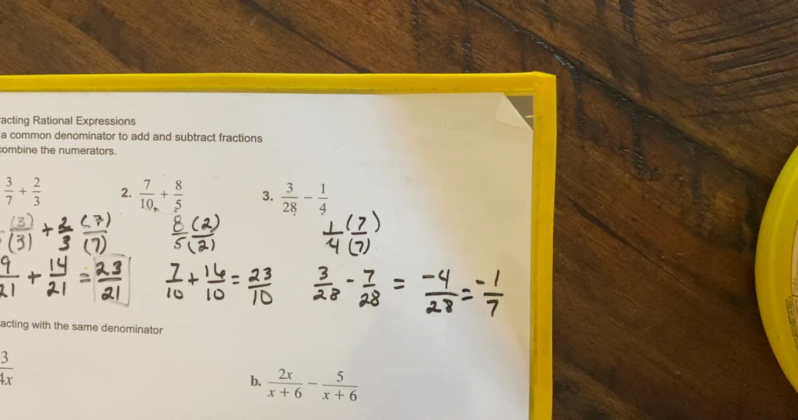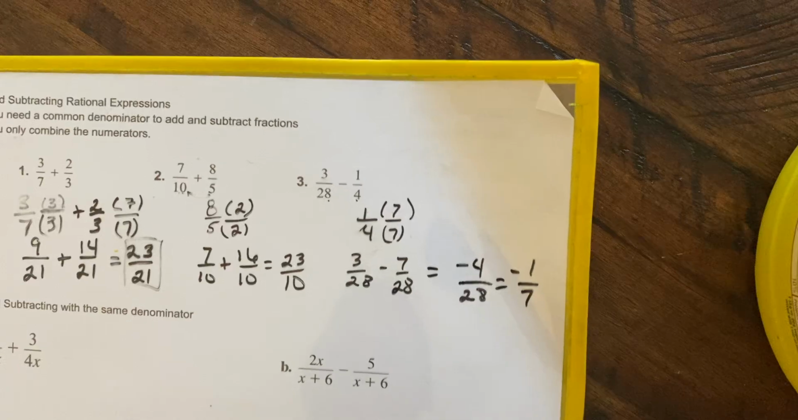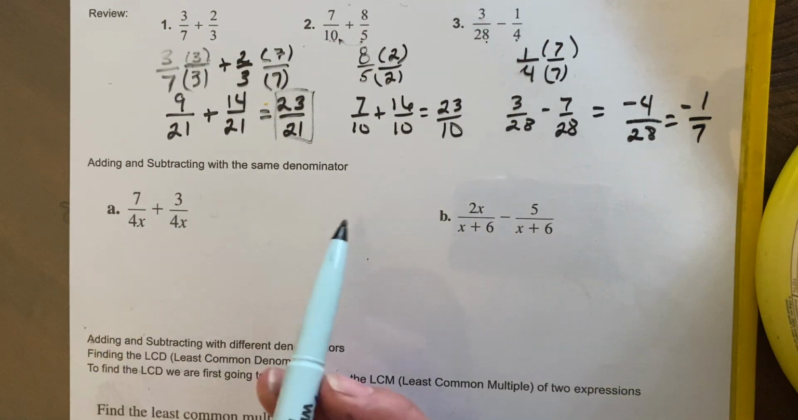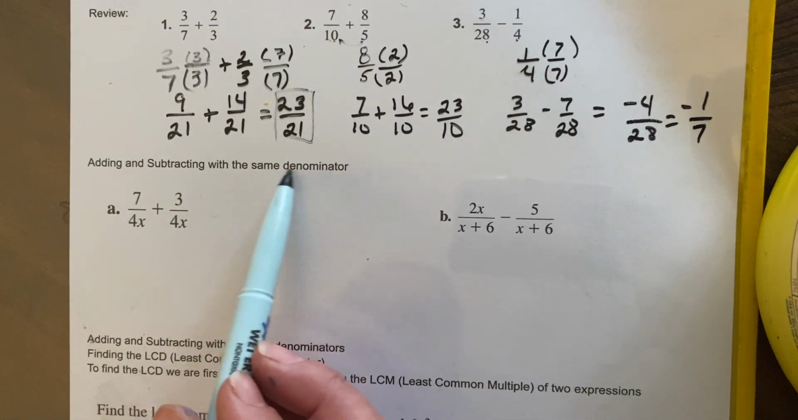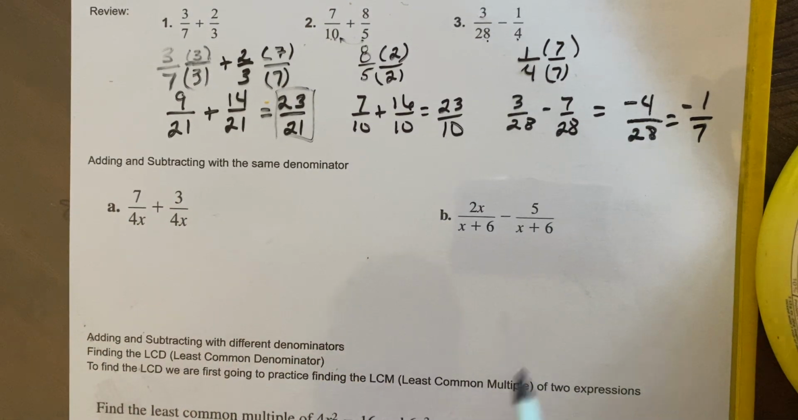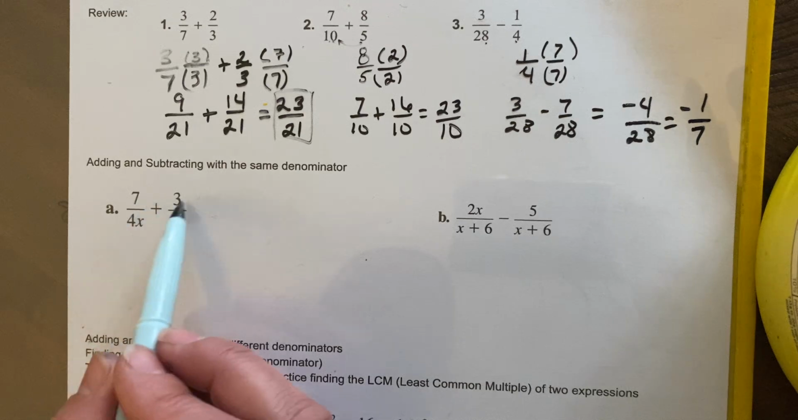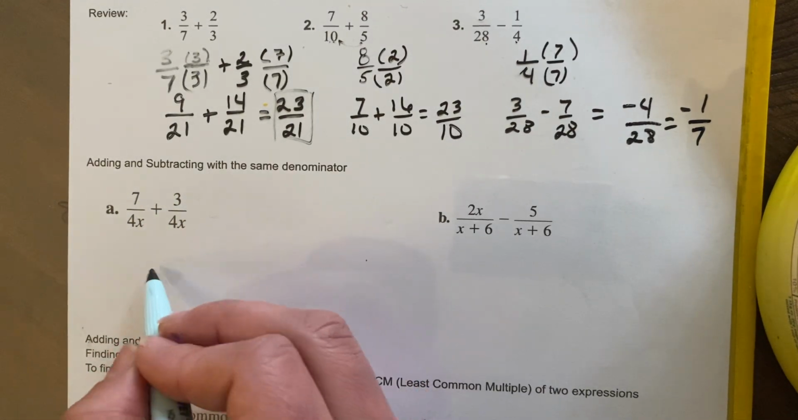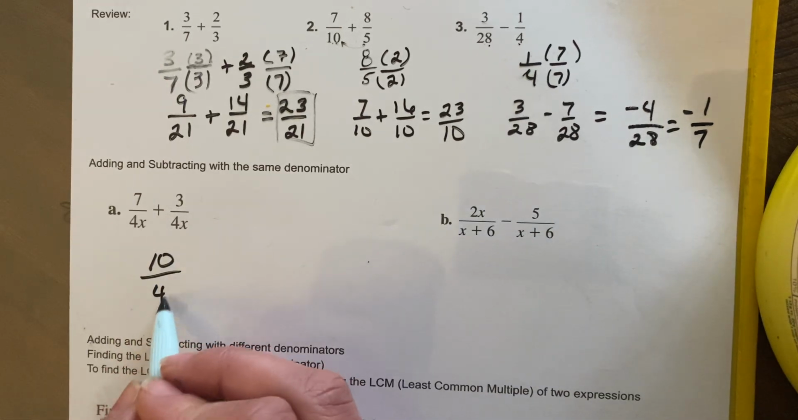All right, so that is adding and subtracting just with regular numbers. Now we're going to add and subtract with rational expressions. You can see here we have a polynomial on the bottom. We're going to start with ones that have the same denominator, so these are going to be a little bit easier. If you notice they have the same denominator, just look at the numerators and add them together. So 7 plus 3 is 10 over 4x.